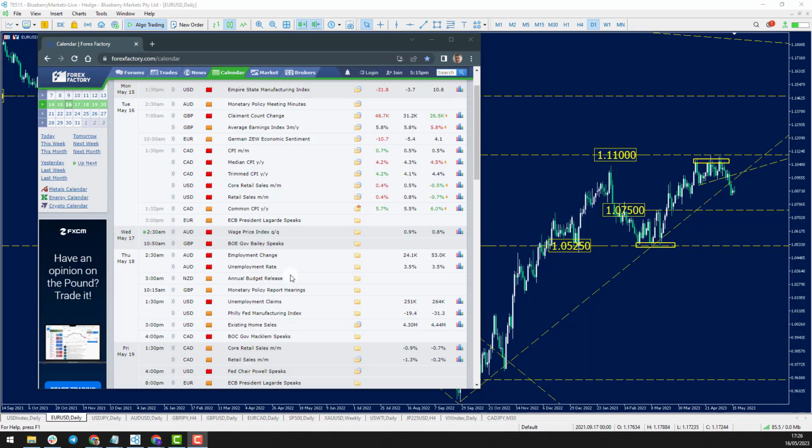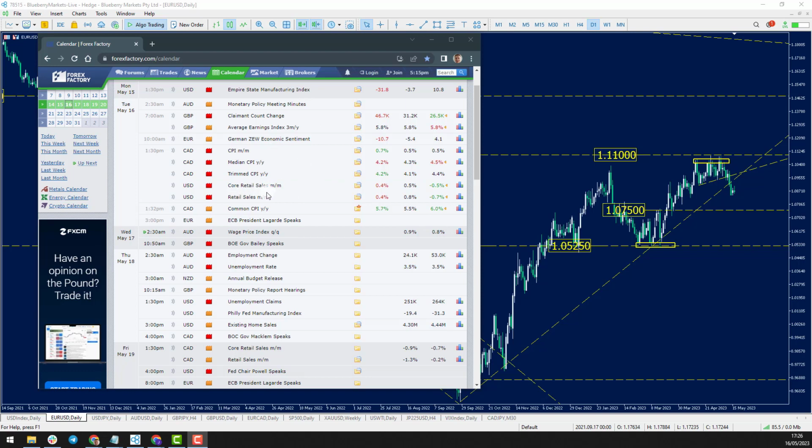In this video, we're going to be taking a look at Euro US dollar, as there could be a potential for the price of Euro dollar to trade to the downside with potential targets back at the 1.0750 handle.